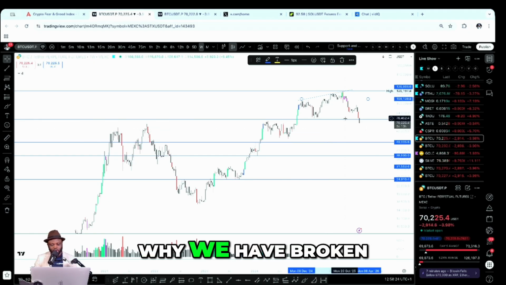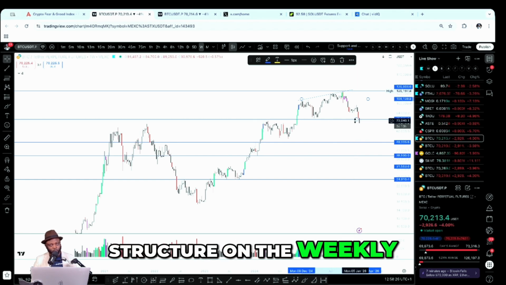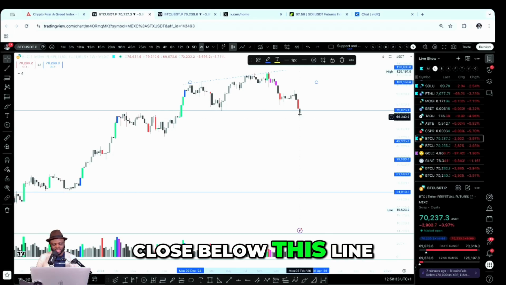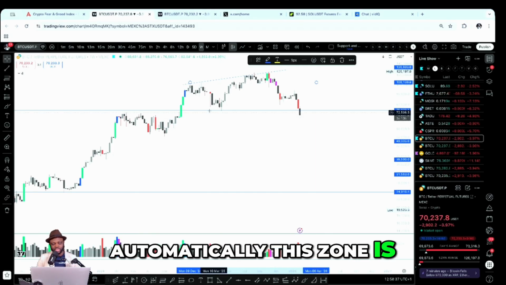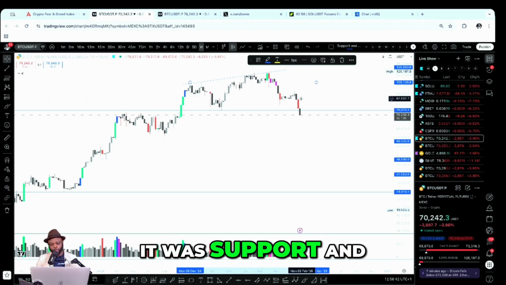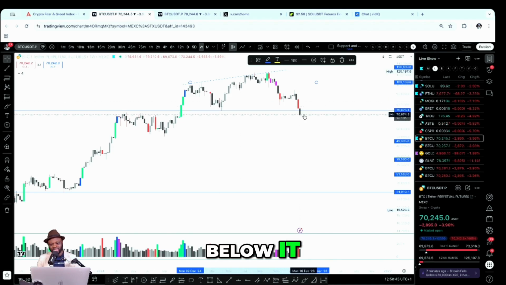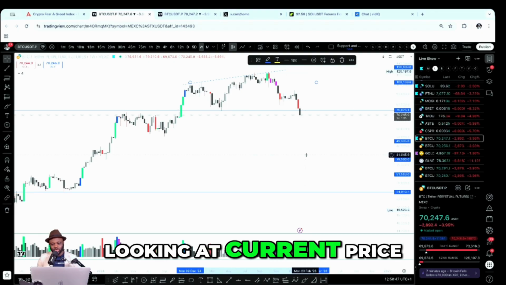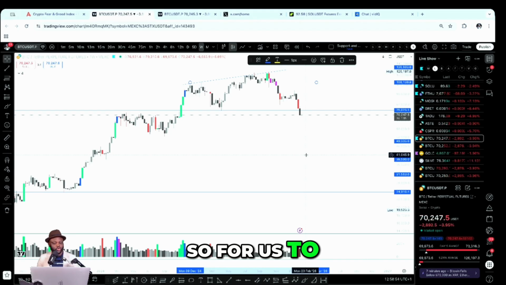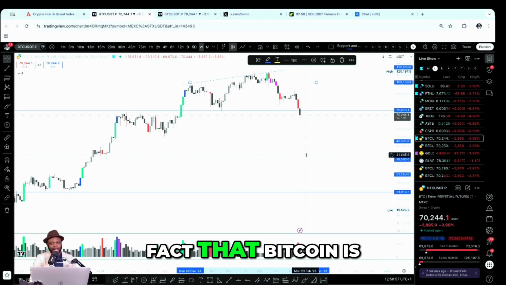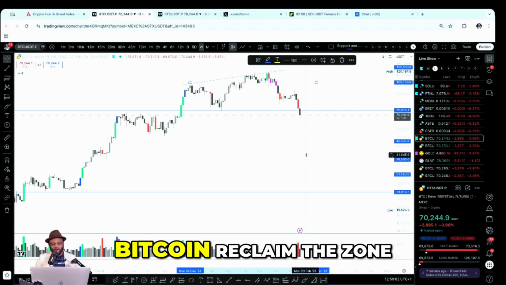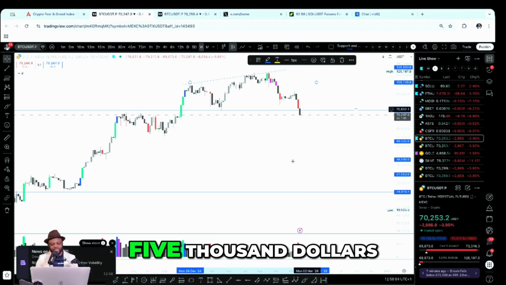Why? We have broken structure on the weekly time frame. So if this weekly can close below this line, automatically this line here is going to become resistance. When price was above, it was support, and now that we are below it, it's going to become resistance. So looking at current price action, the point is at $75,000. For us to be able to invalidate the fact that Bitcoin is in a bear market, we need to see Bitcoin reclaim this zone and stay above $75,000.